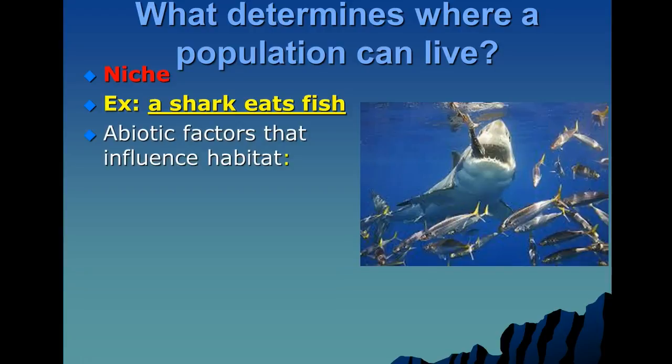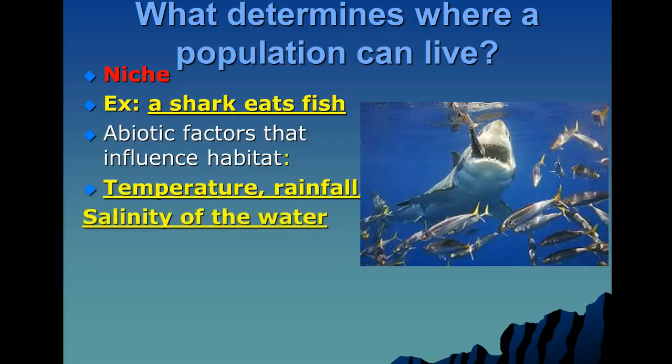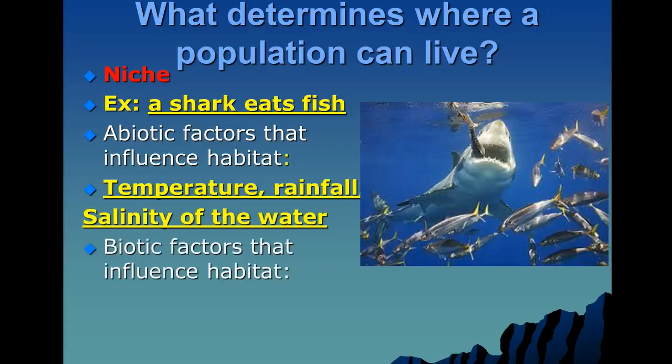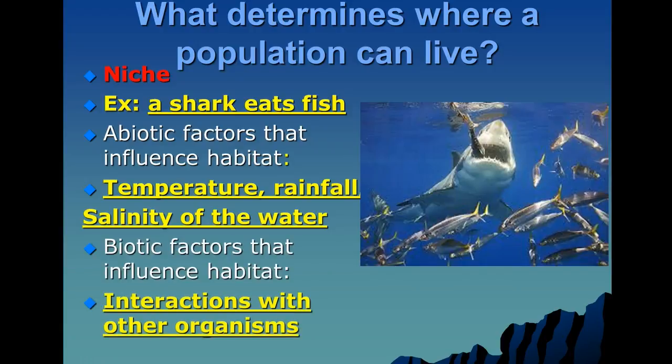Where a shark lives is influenced by abiotic factors too, not just the fish, but all the environment around him. Things like temperature, rainfall, or in the case of the shark, salinity of the water, how salty the water is, can influence where he will live in the ocean. Some biotic factors that will influence where the shark is going to live are interactions with other organisms. He's probably going to want to live where there's a lot of food to eat, or maybe where there are other sharks that he can hang out with, or maybe he'll avoid other sharks depending on the type of shark he is.